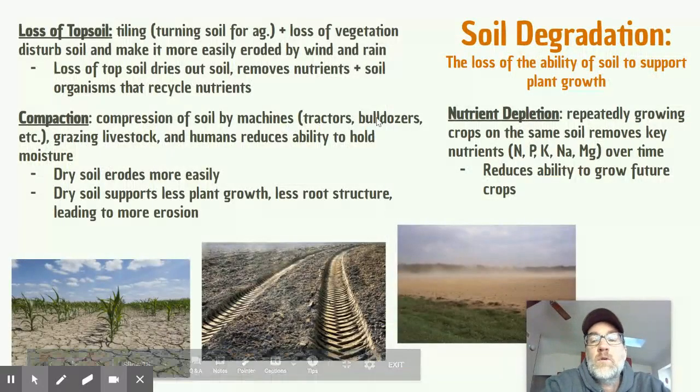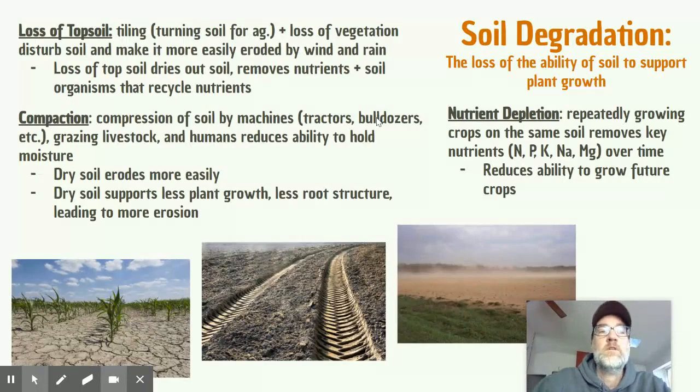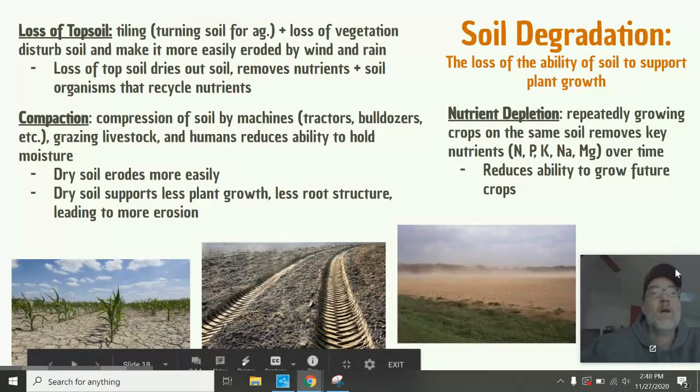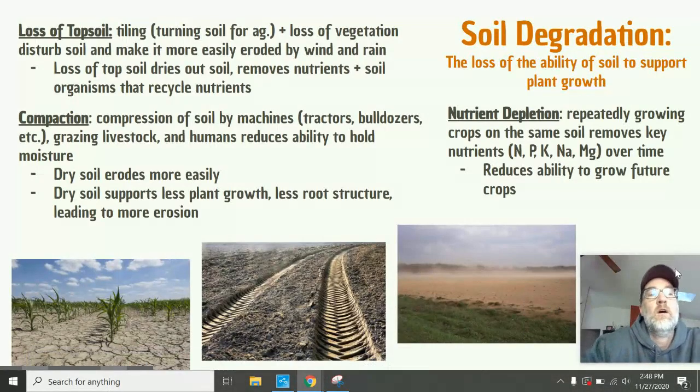Okay, so soil degradation, what's happening to our soil over time? We have lost a lot of our topsoil. So through farming practices where we're tilling, which means turning over the soil and exposing it to weathering, we're losing a lot of that soil because of wind and rain. Also, we're losing it because a lot of it dries out, loses its nutrients, and the soil organisms that recycle those nutrients are lost. It's sort of a positive feedback loop.